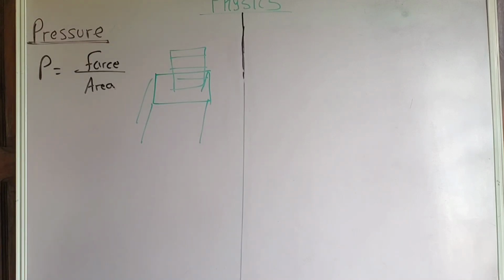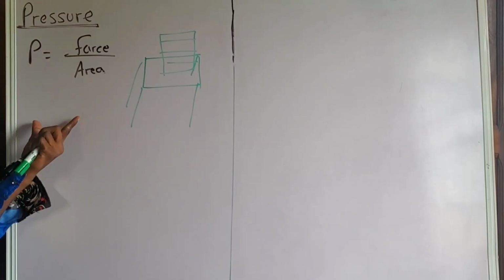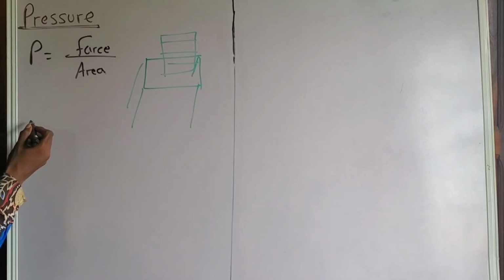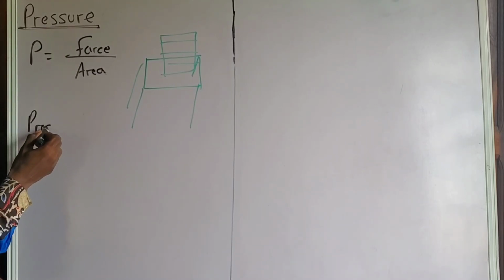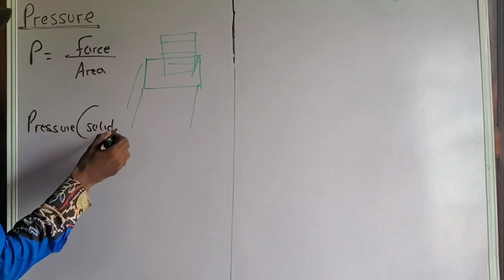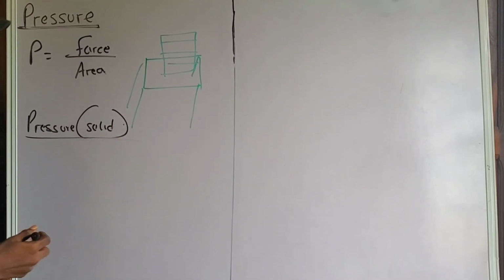Having understood what is meant by pressure and the mathematical representation of pressure, this is true for pressure in solids, because we can also have pressure in liquids. Do you understand? Okay, let us look at a worked example under pressure in solids. Pressure on a solid surface. Are you getting what I'm trying to say? Okay, please write down this question.